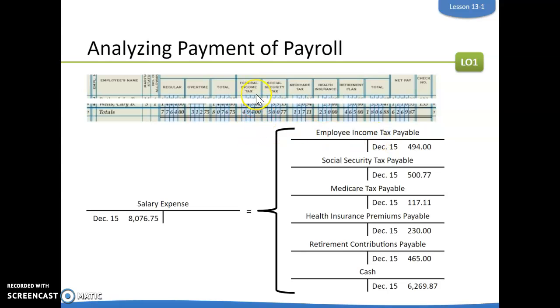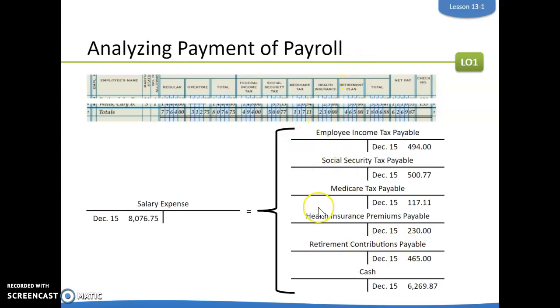happening here. My employee income tax payable is my federal income tax. And then the Social Security tax is here. The next one is Medicare tax payable. And then we also have the health insurance premiums payable from the health insurance column here. And then the retirement contributions payable for retirement plans.